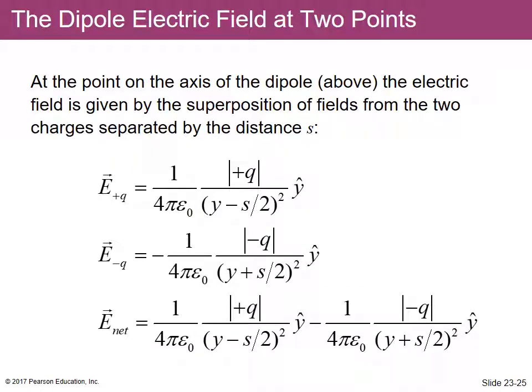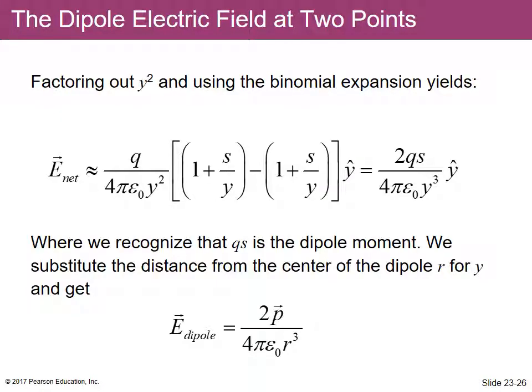At the point on the axis of the dipole, above the dipole, the electric field is given by the superposition of fields from the two charges separated by the distance s. Factoring out y squared and using the binomial expansion yields 2qs divided by 4 pi epsilon naught y cubed, where we recognize that qs is the dipole moment. We substitute the distance from the center of the dipole r for y and get 2p divided by 4 pi epsilon naught r cubed.